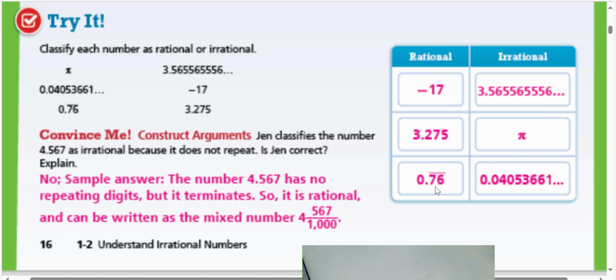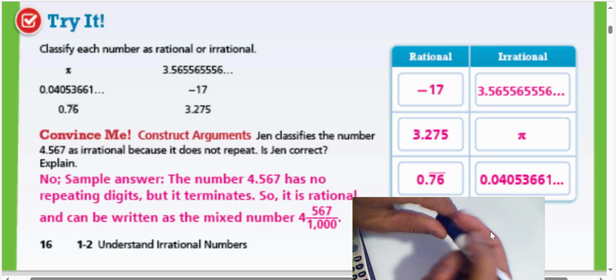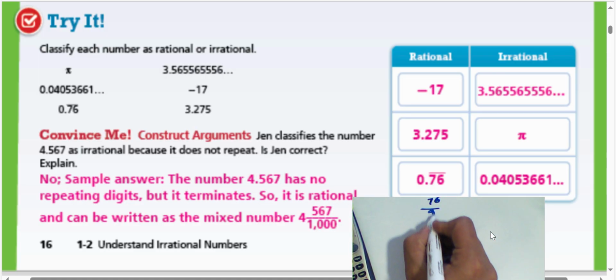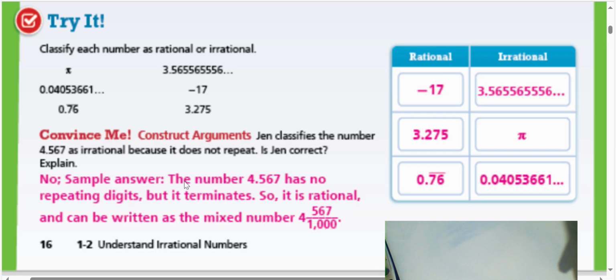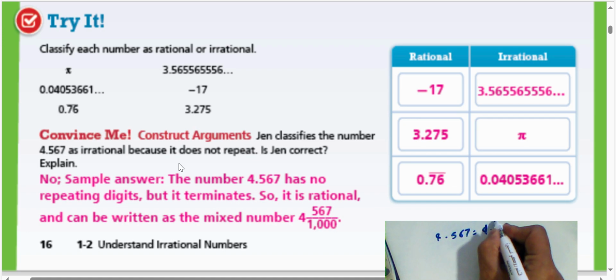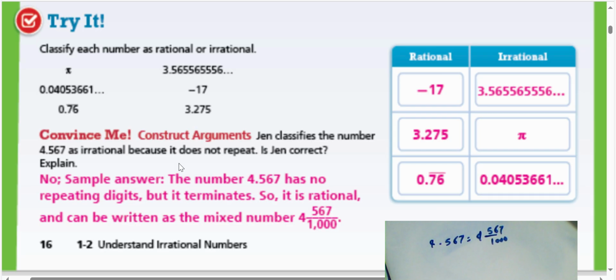And also 3.275 is a rational number, and 0.75 we call a rational number. We have the difference between two relations, because here we can repeat it. We can write this number as 76 over 99, so this number belongs to rational numbers, because the dash is over two digits. Here let's check whether it's correct or not. 4.567 is a rational number? Yes, it's a rational number because we can write 4 and 567 over 1000. We can convert from decimal to rational numbers because the point is after three places.